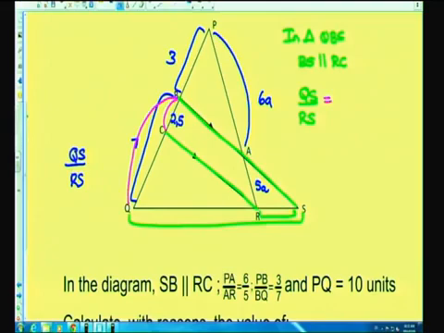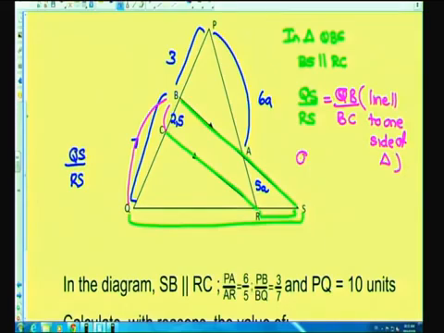So it's going to be Q, I think it was a B. Let me just make sure I'm not telling you nonsense. Yes, it is a B. Okay. QB is to BC, and it would be line parallel to one side of triangle. Okay, and now we can go QS to RS equals.